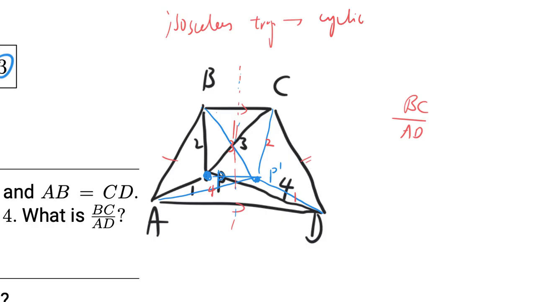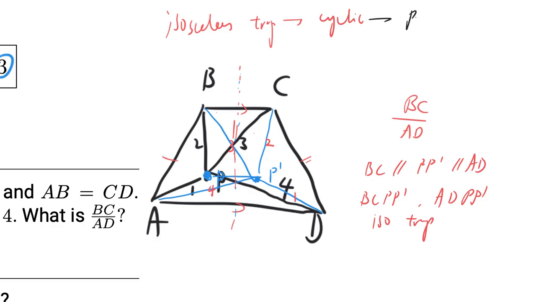And we also notice that BC, PP prime, and AD are parallel, right? They're all perpendicular to this mirror line, and so we would notice that BCPP prime and APP prime D, so that's a mouthful, they are all isosceles trapezoids. And that gives them the property of being cyclic. And whenever we have cyclic, we can use Ptolemy's.